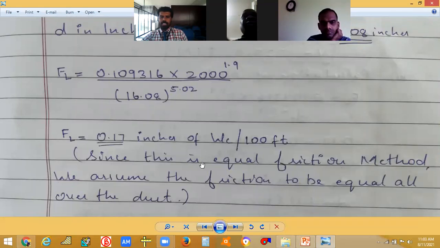So you write, since this is an equal friction method, we assume the friction to be equal all over the duct. That's why we have given 0.17 constant for all other nodes. Node A, node B, node C, node E, like that.